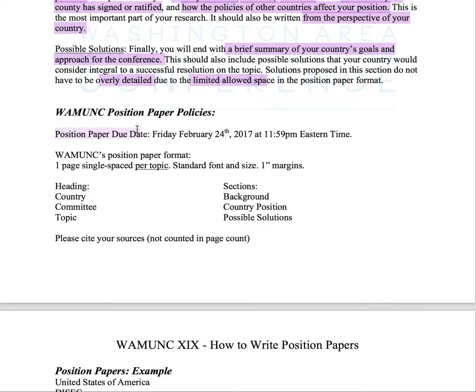Okay, so WAMUNC's position paper policies. We have a position paper due date of February 24th, 2017 at 11:59 p.m. Eastern Time. We'll probably set a due date that's a little bit before that, because I don't know if you guys are directly submitting or if we are submitting for you. So as soon as we know about that, we will get to you on that. And based on that, the due date will be set accordingly, but do plan for it to be that week, okay? Their position paper format is 1-page single space per topic.